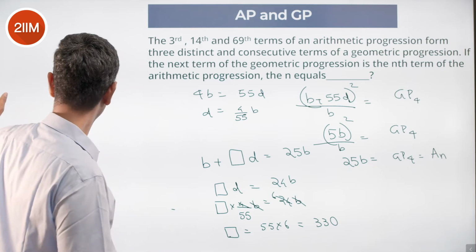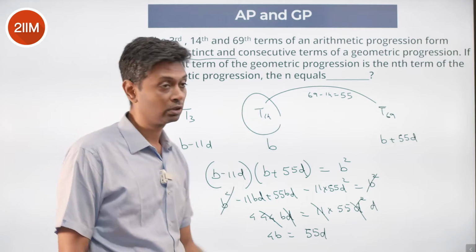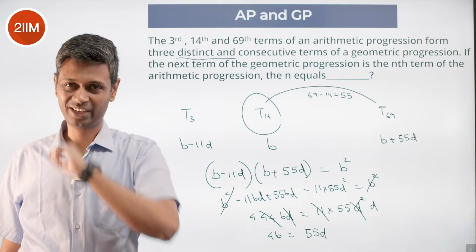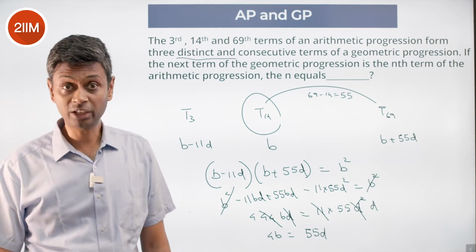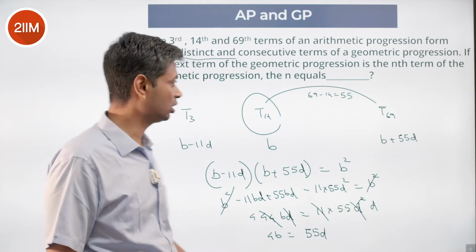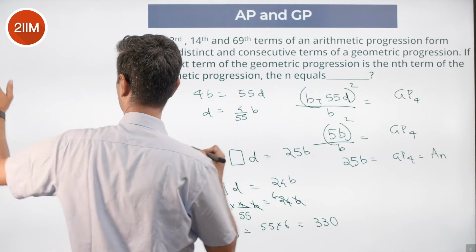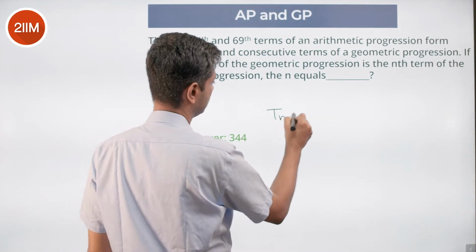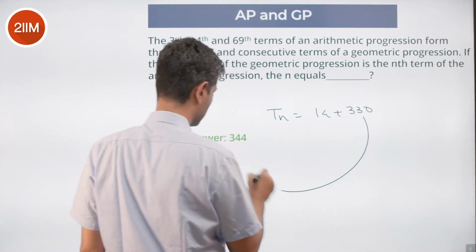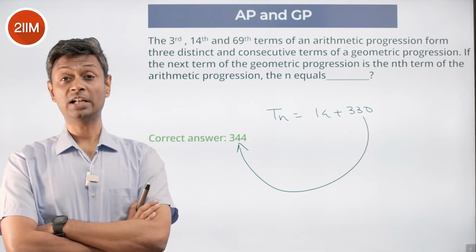We need to remember that for us, b is not the first term, it's the 14th term. From here, we add 330 times common difference to get the next term. 330 times. So what term are we looking for? From here, 330 terms to the right, the nth term is 14 plus 330, which is 344. Super tricky, very heavy duty algebra.